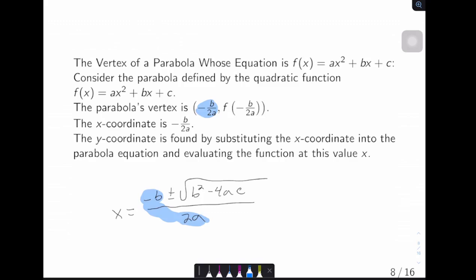Okay. Then if we take that value right there and we plug it into our function, plug it into all of our x's, we get the y value for our vertex also. That's basically what all those words are saying. Let's go ahead and apply this.